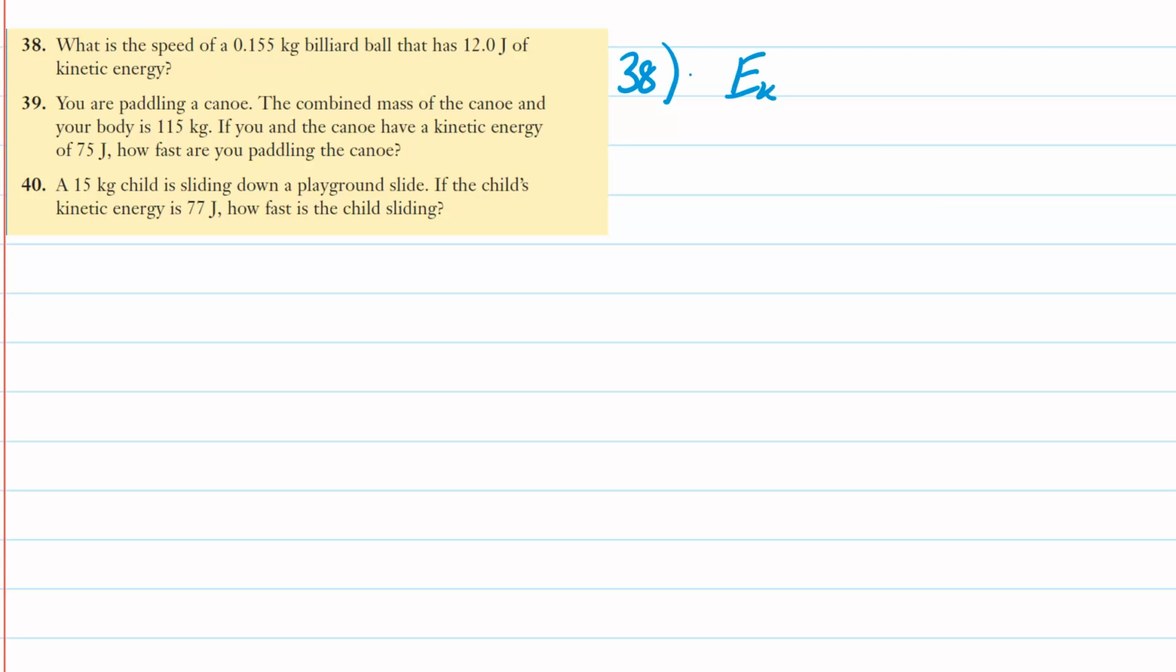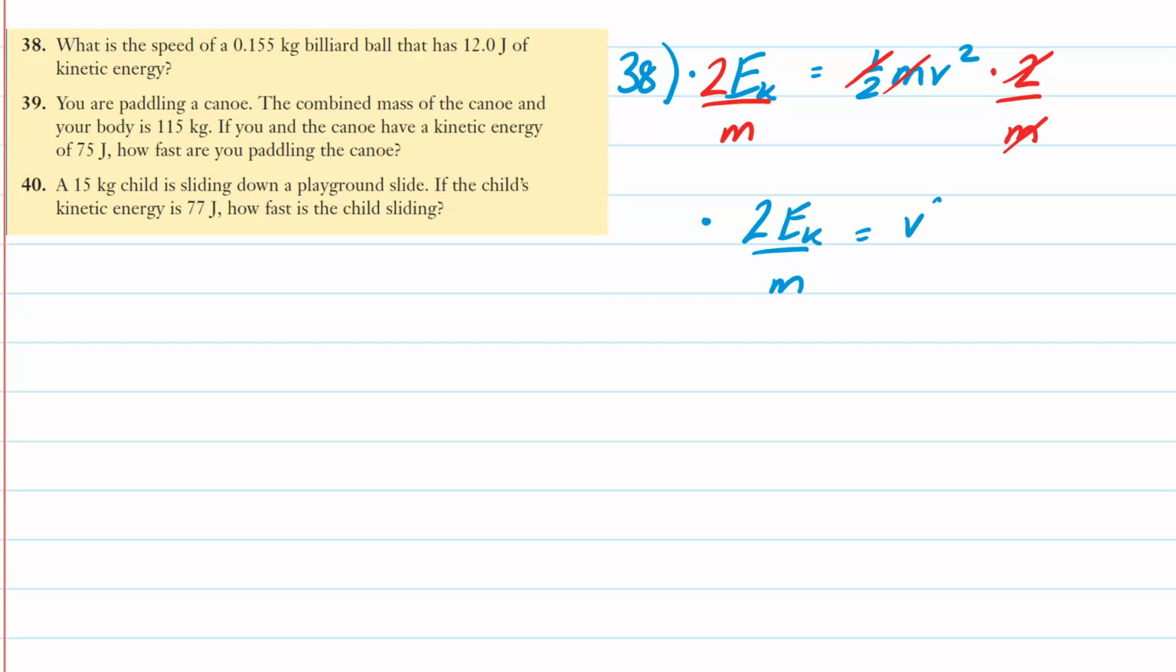For number 38, we're looking for speed, and we have mass and kinetic energy. We start with our equation, and we want to isolate for speed. So what we're going to do is multiply by 2, that gets rid of the half, divide by m, that gets rid of the mass, and we do the same on both sides. Multiply by 2, divide by m. Your equation so far then is 2 times EK over m equals v squared, and we know to get rid of the square, we square root. And we have to do that on both sides.